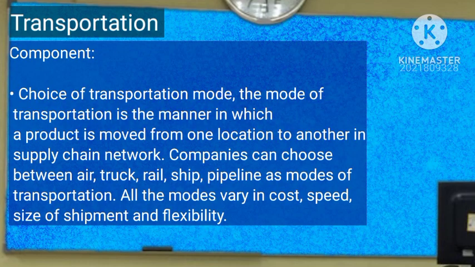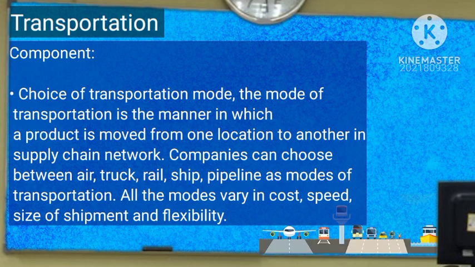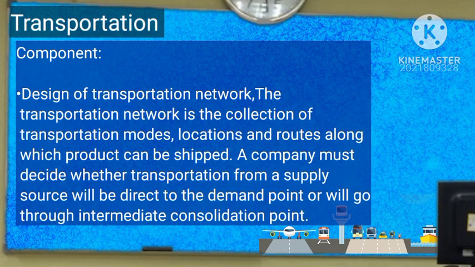The components of transportation: choice of transportation mode. The mode of transportation is the manner in which a product is moved from one location to another in the supply chain network. Companies can choose between air, truck, rail, ship, and pipeline as modes of transportation. All the modes vary in cost, speed, size of shipment, and flexibility.